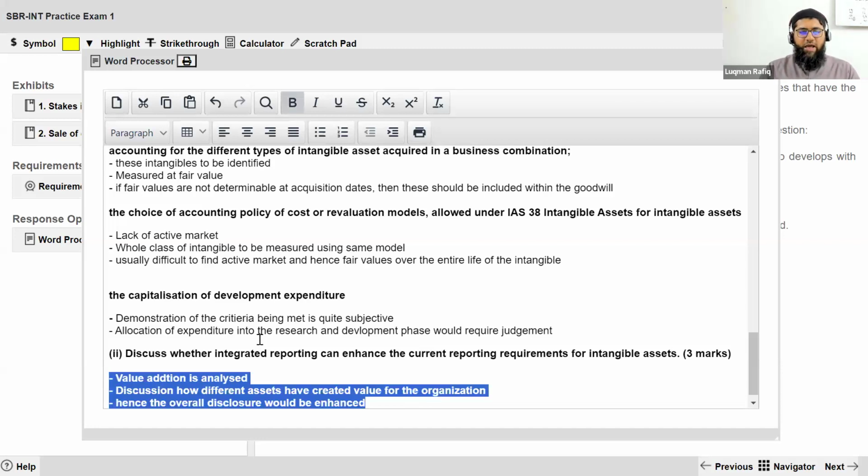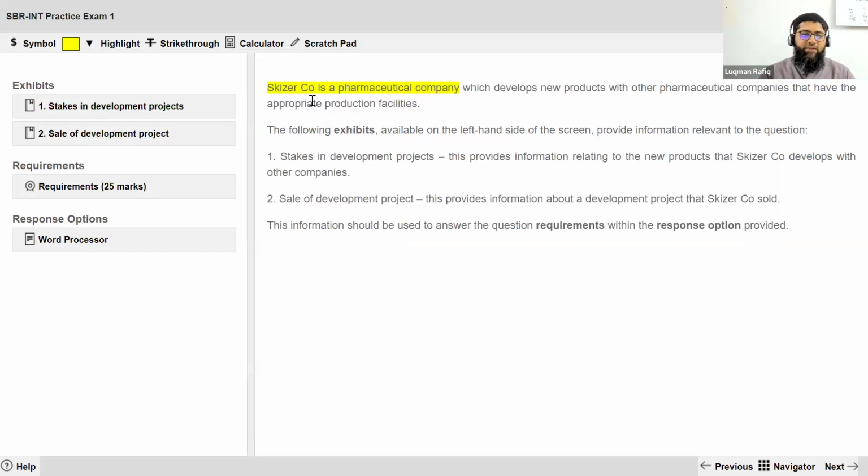So basically, when you are doing a question, you have to be very careful, and make sure that you actually list down things and write accordingly, right? Okay. So we are done with this question also. That was about Skeezer company.